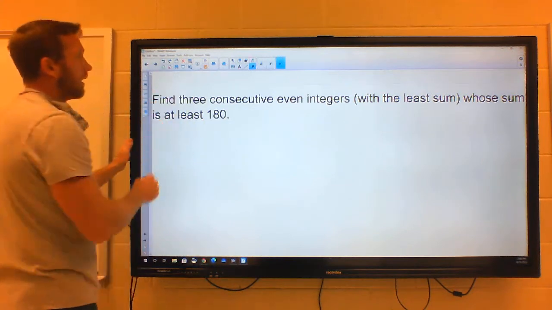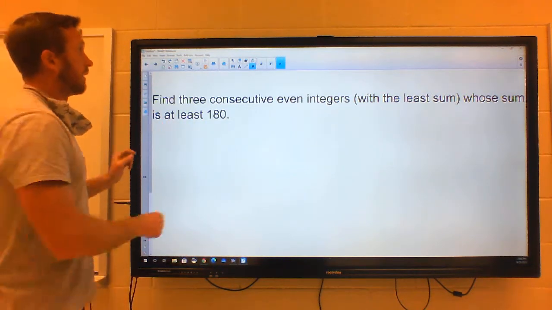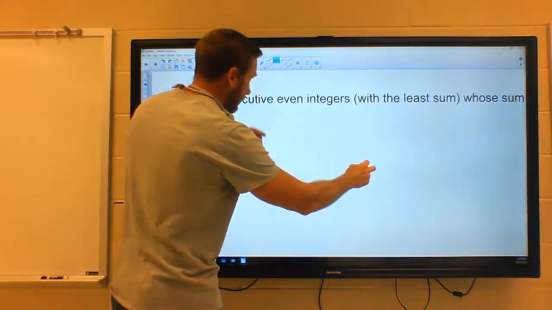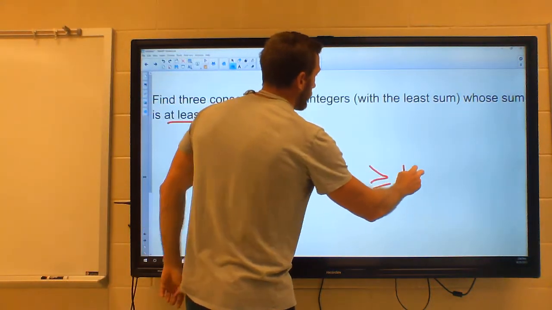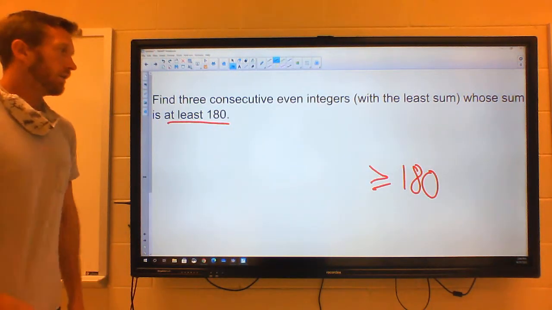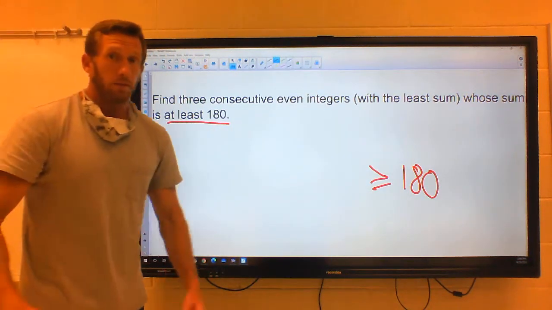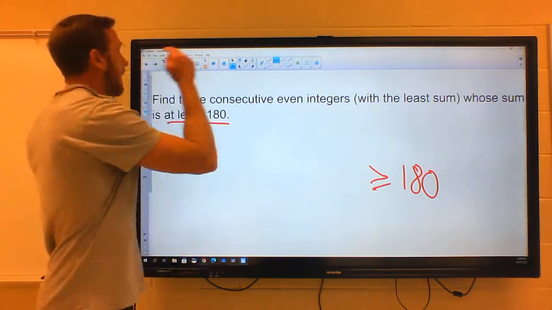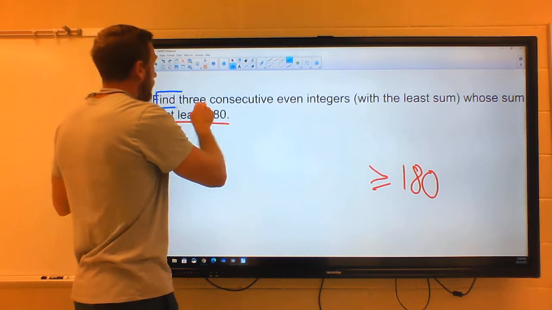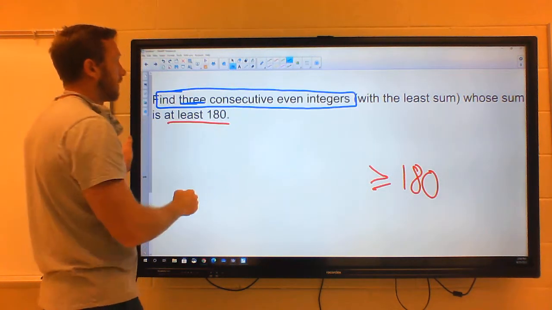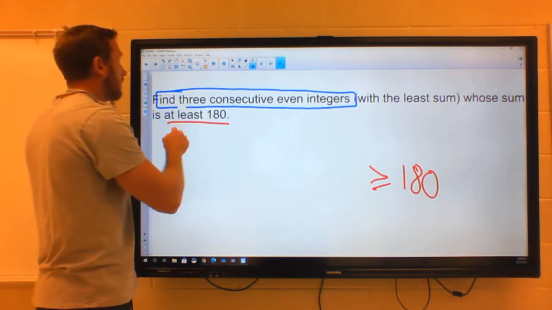Okay. I changed this problem up slightly. Let's see what I've done here. At least 180. So, greater than or equal to 180. That's the first thing I changed. Well, I can think of tons of numbers that add up to above 180. Let's look at what this means right here. Now we're looking at 3 integers. Find 3 consecutive integers. We're looking at 3 of them.